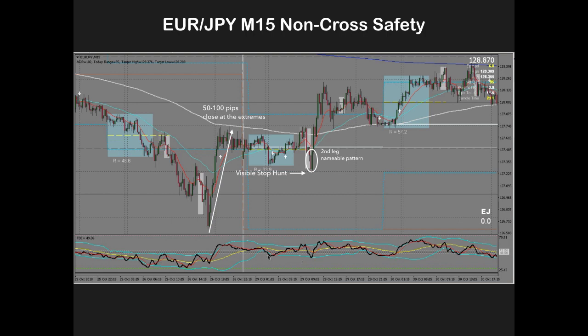TDI gives you sort of, again, out of the band. Okay, so not quite a 1-1 condition, but we do get that second leg nameable pattern with the visible stop hunt, and that's your move right there.